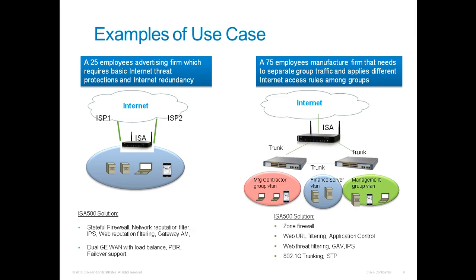The second example is the zone-based firewall. We define 3 different zones, and each zone has different security policy. For example, we can allow the management group to access the finance server, but we block the contractor from accessing the finance server.